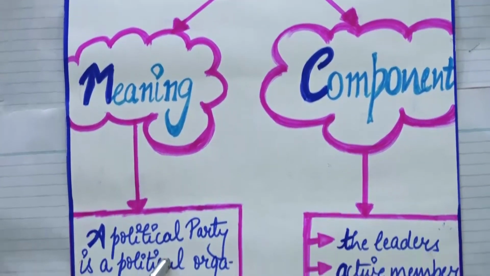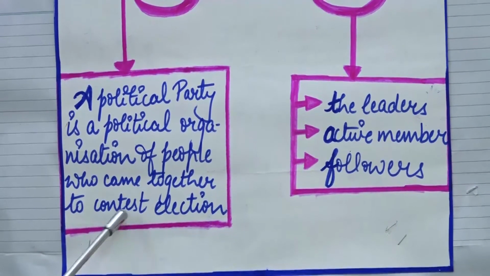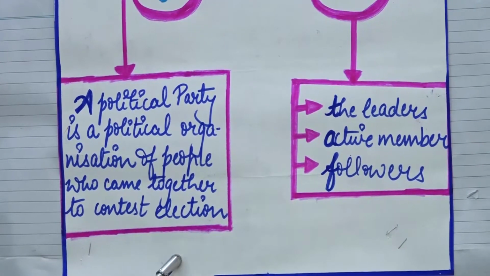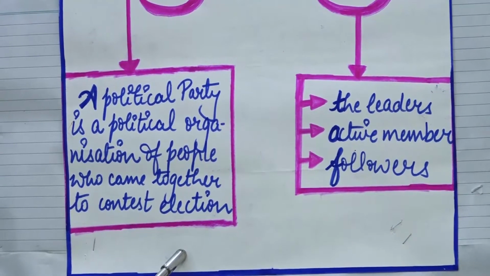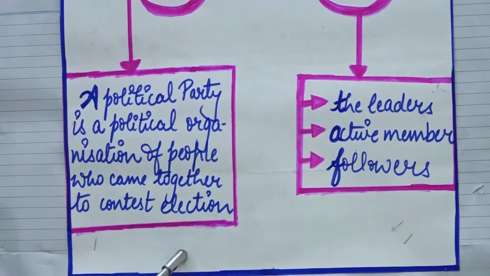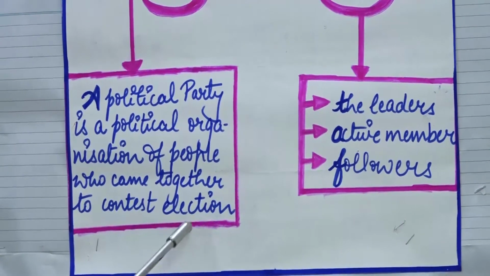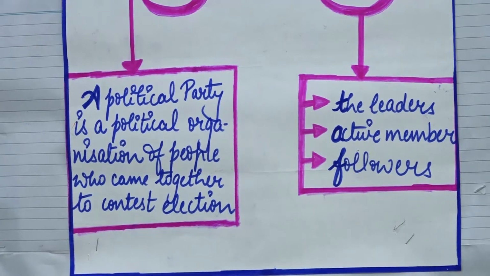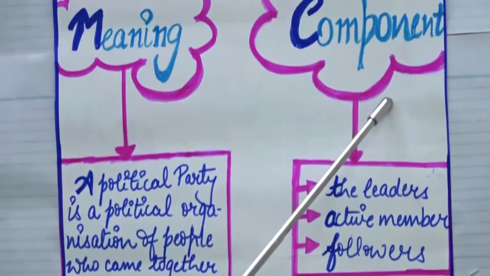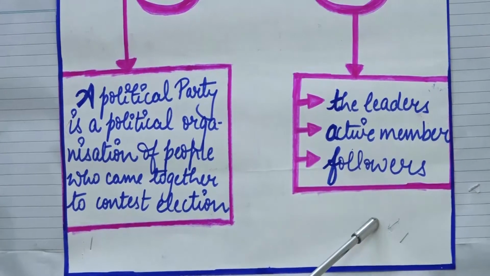A political party is a group of people who come together to contest elections and hold power in the government. They agree on some policies and programs for the society with a view to promote the collective good. Parties reflect fundamental political divisions in a society. A party has three major components. First, the leaders, active members, and followers.